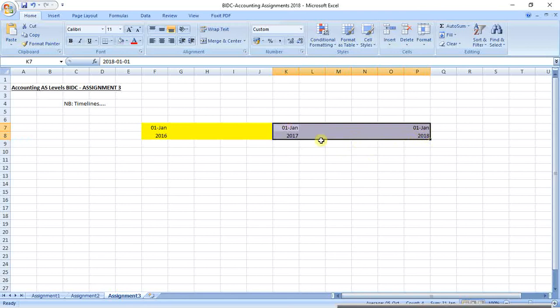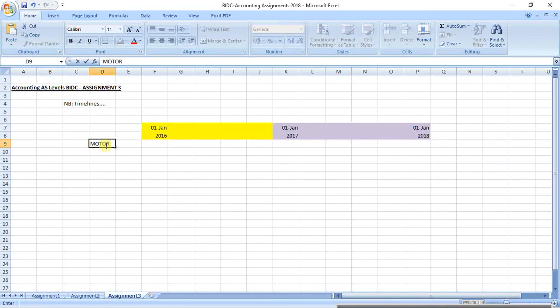Okay, now we need to put the assets on the timeline. So tell me about the assets. What do we have? Vehicles and equipment. Okay, we've got 2 things, eh? Right, so let's start by putting the motor vehicles. So how many motor vehicles do we have? 3. Okay, when did we buy the first one? The 1st of January. Okay, so which year? 2016. Okay, so 1 was bought here.